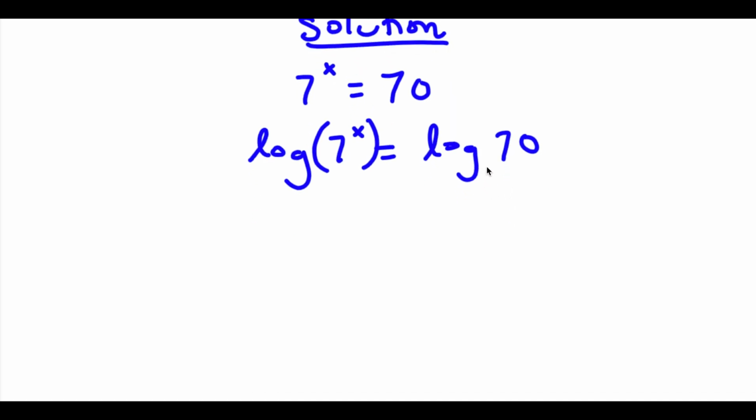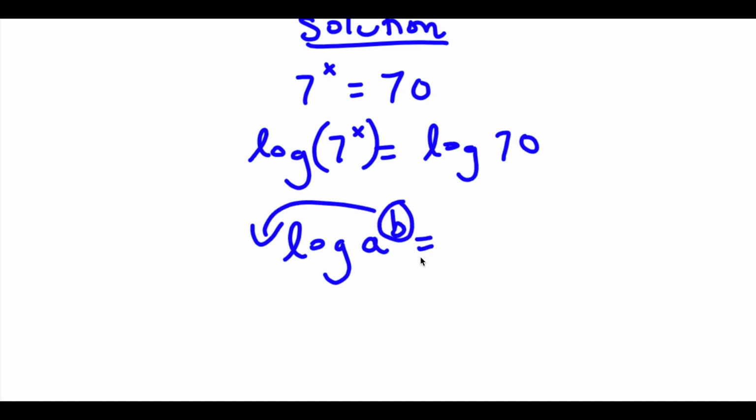And now an important property of logarithms is that if I have something in the form log a to the power of b, I can actually move this exponent b to the front of the logarithm. So in this case, this would equal b times log a.